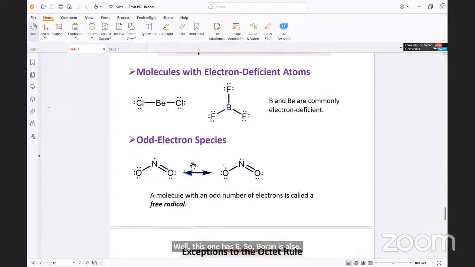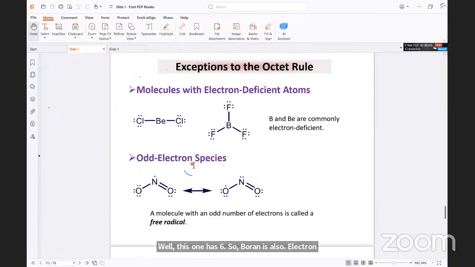So in that case, you have an electron deficient system. The other case is the odd electron species. In odd electron species, you also have a breakdown in the octet rule. The octet rule is not obeyed in odd electron species.